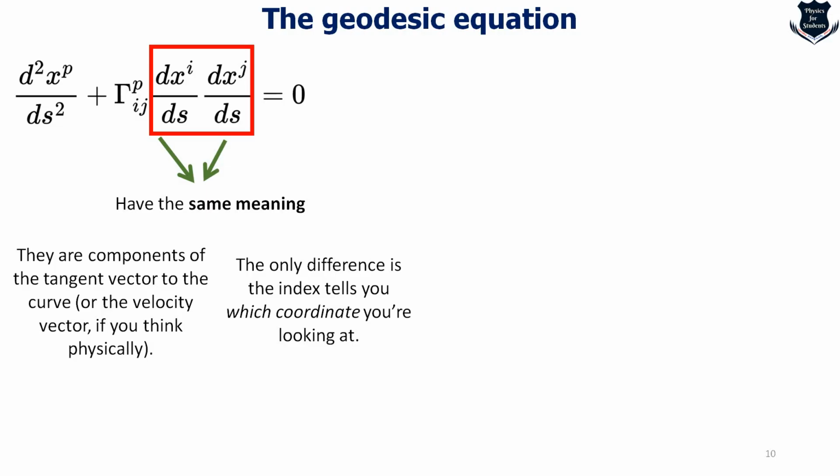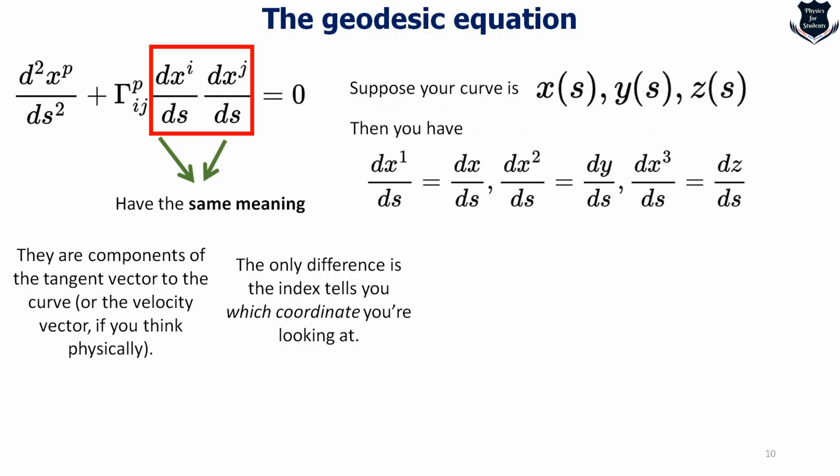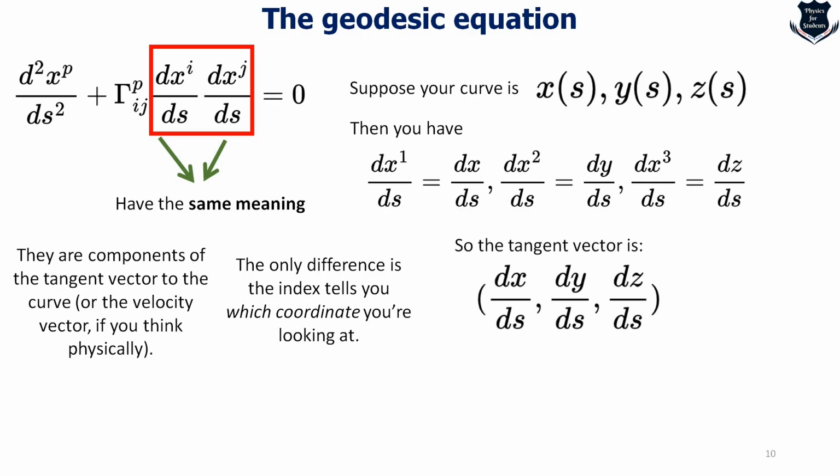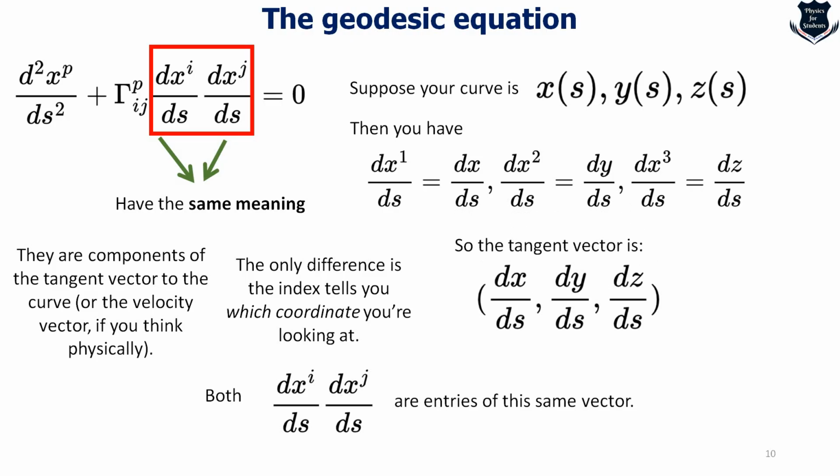Let me give a very simple example. In 3 dimensions, if we take a curve as x(s), y(s) and z(s), then by differentiating we get a value something like this. So the tangent vector will look like this. So from here we can infer that dx^i by ds and dx^j by ds are entries of the same vector. Nothing great or extraordinary to think about at this moment. So this is what the left hand side and the right hand side of the geodesic equation look like.